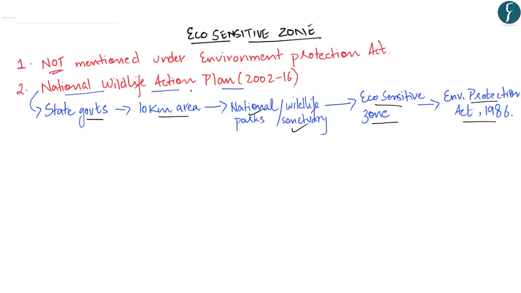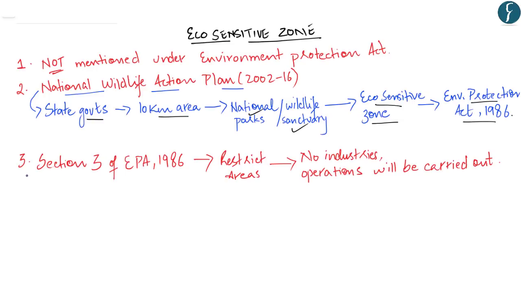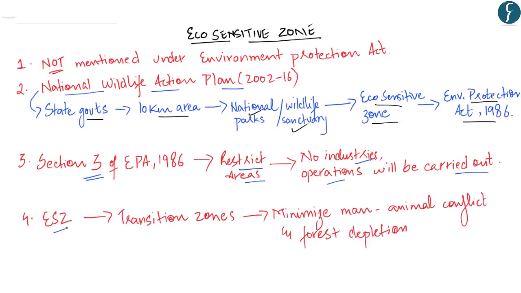of 1986. Now, how it comes under the Environment Protection Act of 1986 is that Section 3 of this Act allows the central government to restrict areas around which no industries, operations or processes can be carried out or shall be carried out with restrictions. Thus, the eco-sensitive zones today are being touted by the government as the transition zones around national parks and wildlife sanctuaries, which would minimize man-animal conflict as well as minimize forest depletion. And it is for this reason that these eco-sensitive zones are also known as shock absorbers.